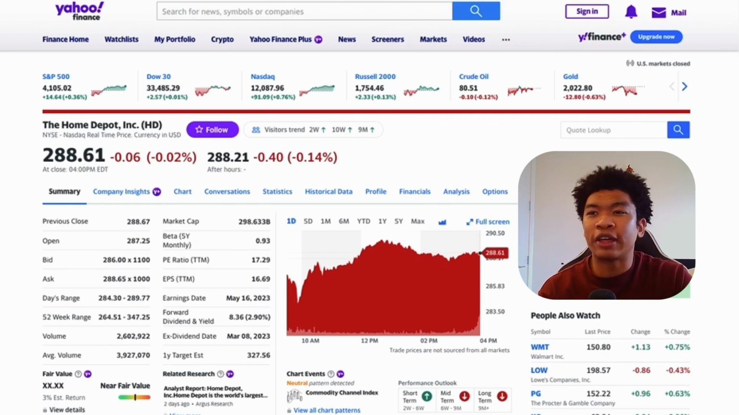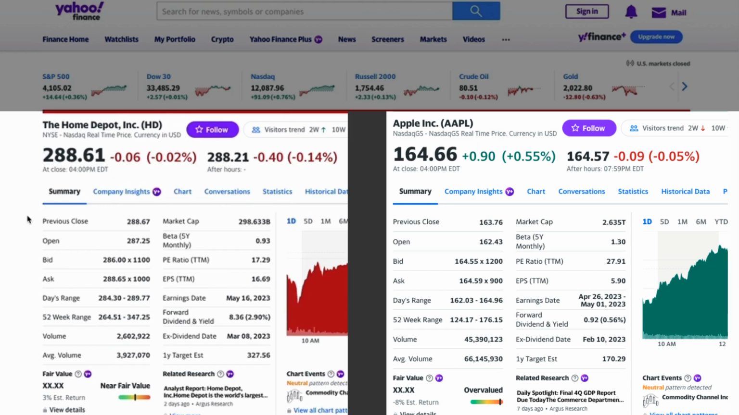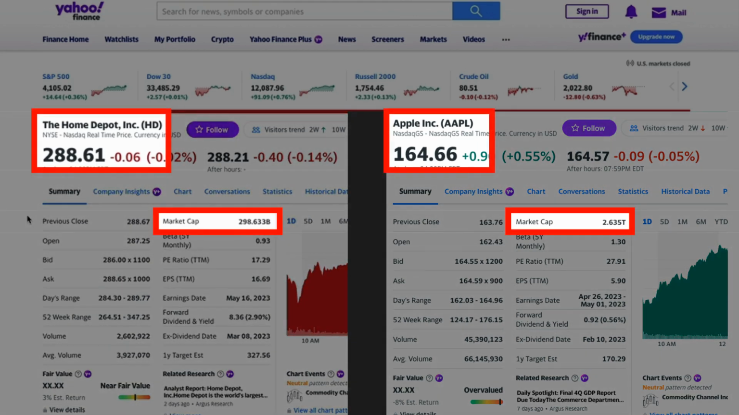A lot of people think that because a company has a high share price, it means that the company is more valuable, but that only accounts for part of the equation. The problem with share price is that it doesn't account for the number of shares of the stock that exist in the market. The market cap is the price of a single share of stock multiplied by the number of shares that are in the market. That explains why a company like Apple, which is the biggest company in the world, valued at about $2.6 trillion, has a lower share price than Home Depot, which has almost double the share price, but is a much smaller company.